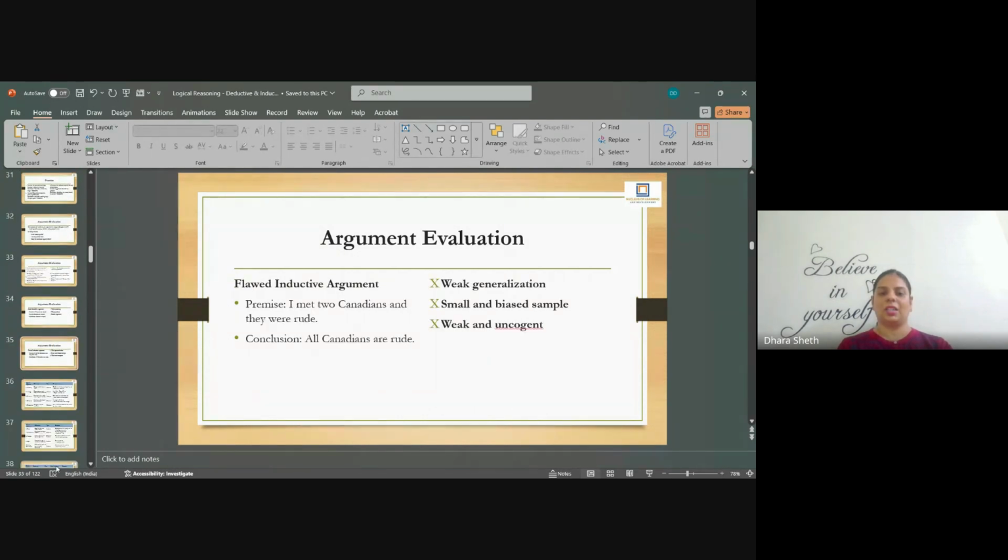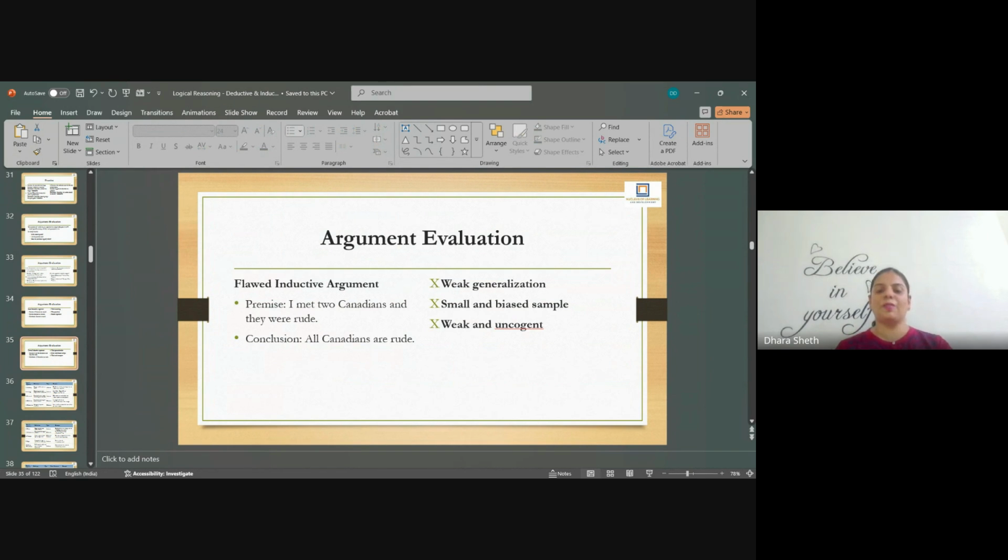Similarly, for a good inductive argument: strong generalization, large sample, and it is strong and cogent. The opposite, a flawed inductive argument: I met 2 Canadians and they were rude, so all Canadians are rude, is a weak generalization, small and biased sample, weak and uncogent. Okay?